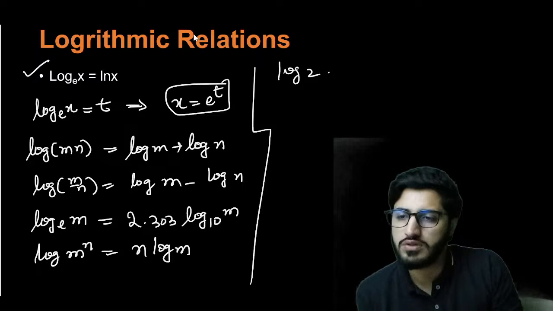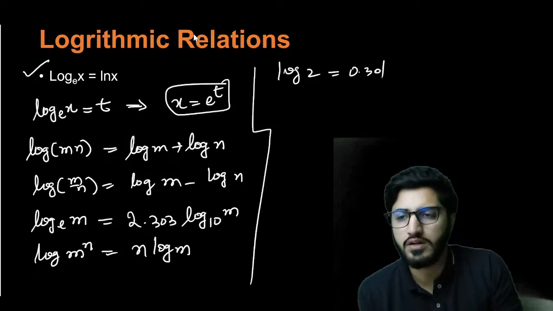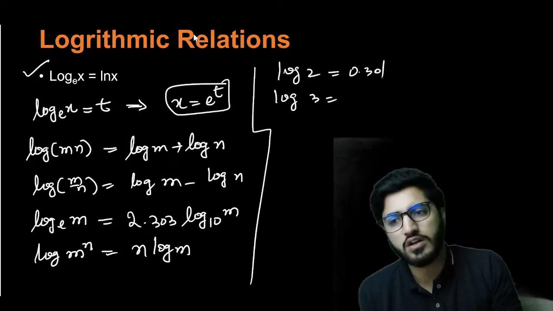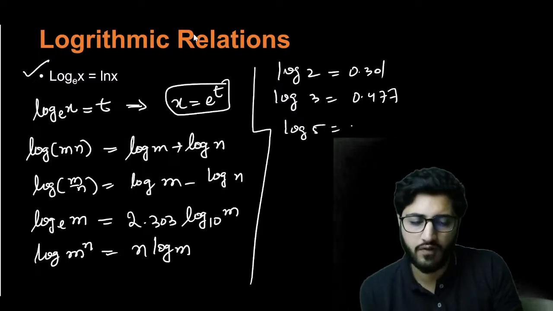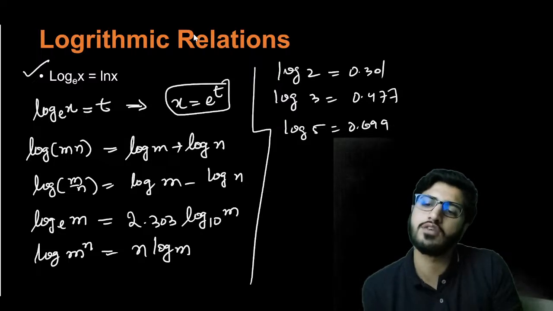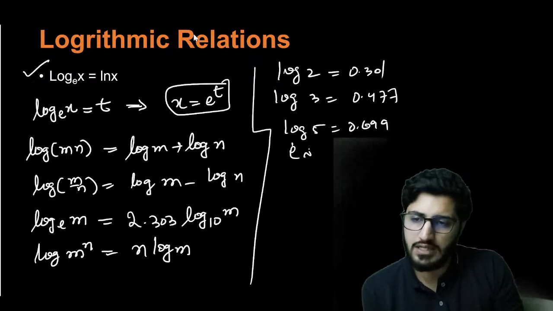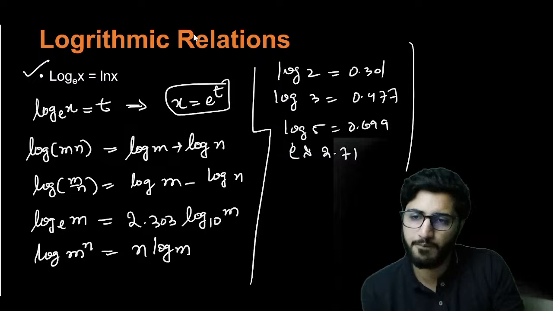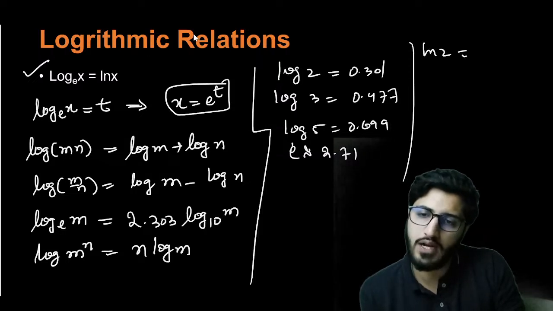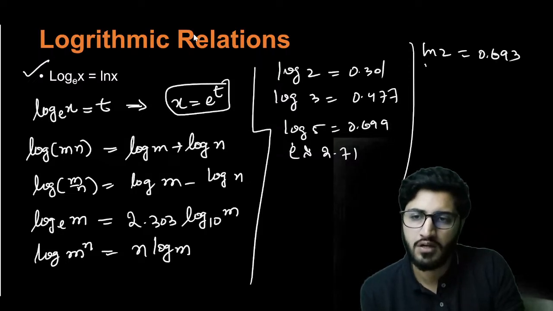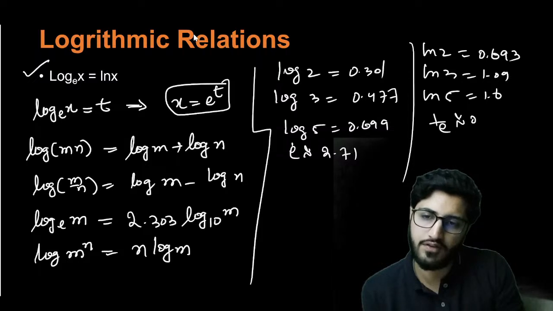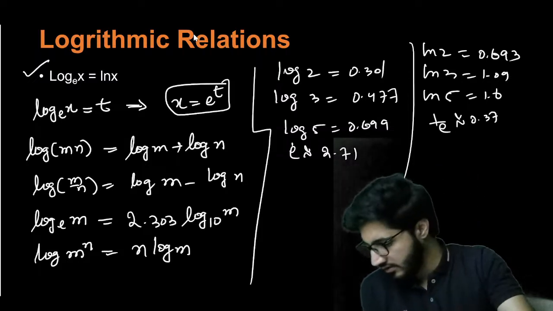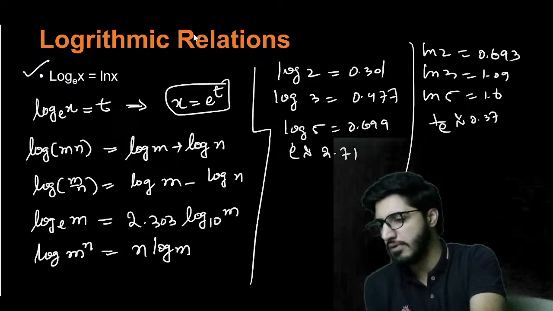And what is log 2? The value of log 2 is 0.301. What is log 3? Log 3 is 0.477. What is log 5? Log 5 is 0.699, approximately you can take 0.7. And e is basically 2.71. One more thing: what is ln of 2? ln 2 is 0.693. ln 3 is 1.09. ln 5 is 1.6. 1 by e is 0.37. This table you have to remember.